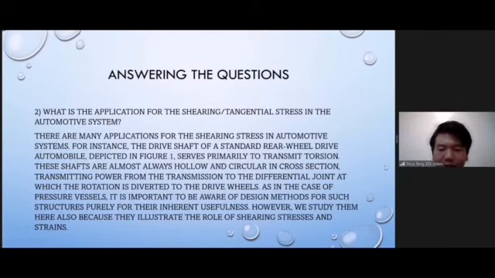Okay, there is a second question in this report. What is the application for the shearing stress in the automotive system? There are many applications for the shearing stress in automotive systems.